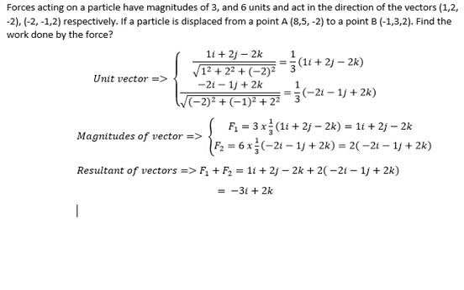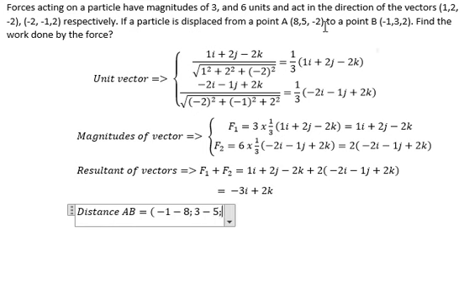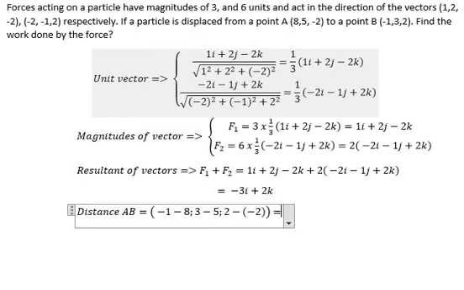The next one is the distance AB. So we find the distance AB like this: -1 minus 5, 3 minus (-2), 2 minus... So that's the positive side here. So we got -9, -2, and 4.